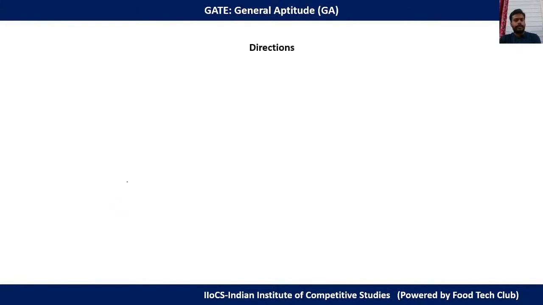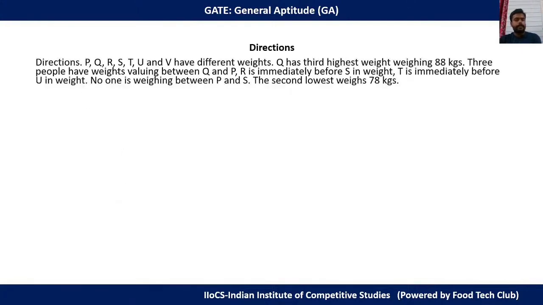Next is your directions. Okay. Directions: P, Q, R, S, T, U and V have different heights, different weights. Q has third highest weight, weighing 88 kgs. 3 people have weights varying between Q and P. R is immediately before S in weight. T is immediately before U in weight. No one is weighing between P and S. The second lowest weight is 78.